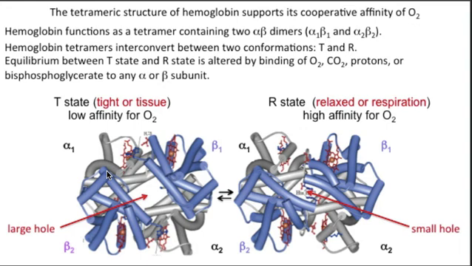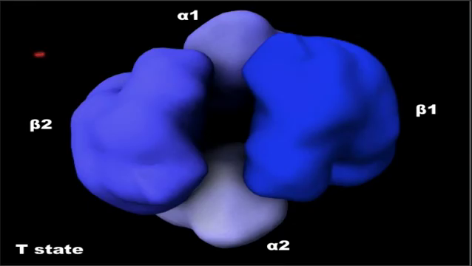Regardless, as a physician, you might find it easier to think T state means tissue, because that's where you want low affinity for oxygen. And you might want to think R state means respiration, because the lungs are where you want to have the high affinity. But it is useful that you should know about this donut shape. Now let's take a look at this.